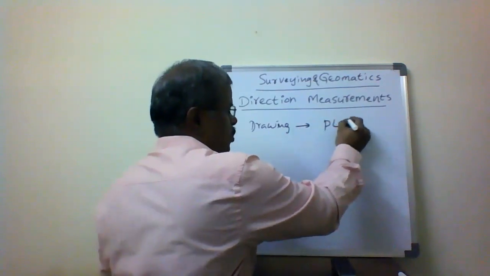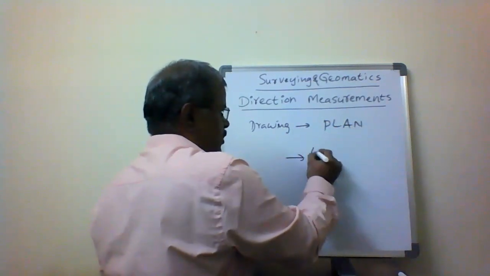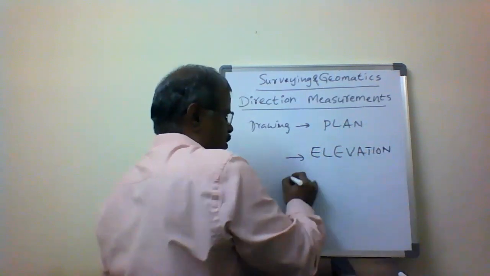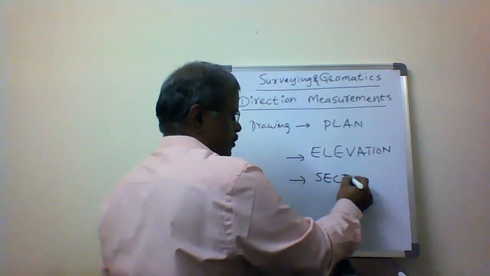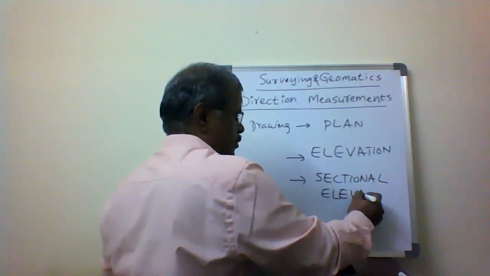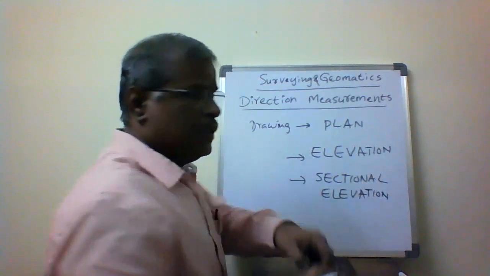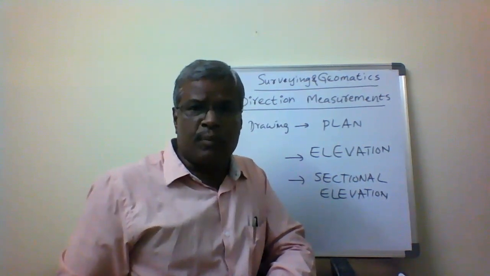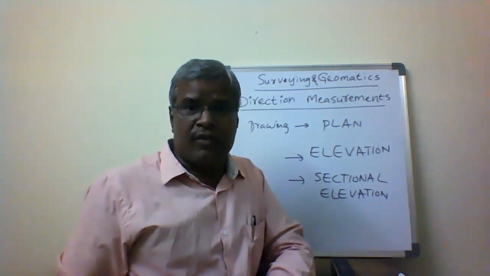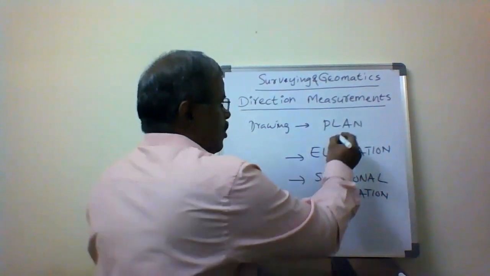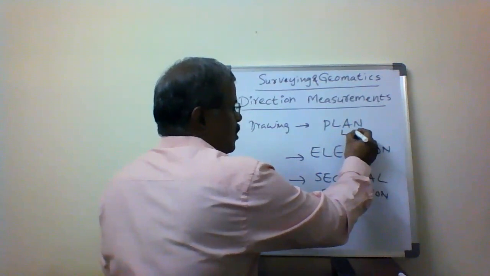So we have the plan, the other one is going to be called the elevation, and another one is going to be called the sectional elevation. So I wanted to prepare the drawing. I require these types of plans: one is plan, second one is elevation, third one is sectional elevation. For the plan, what data input will be required? For the plan, we can see length and breadth.